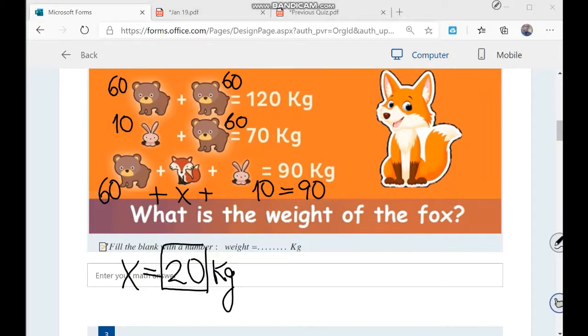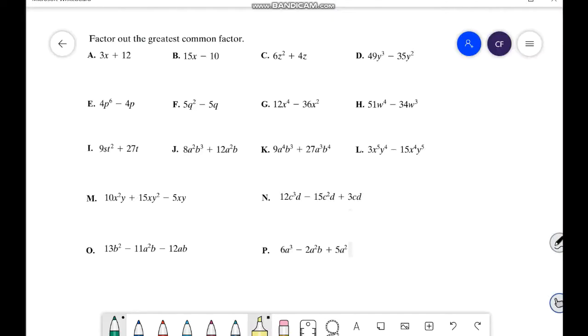Check the weights: the bear is 60, and then the bunny is going to be 10. We know that 60 plus 10 is 70. If we add the fox, it equals 90. The right answer is going to be 20 kilograms, the weight of the fox. Yeah, Kalia, you worked it before on Tiger Time, right? You have the answers from Tiger Time, no problem. Moving to the quiz.